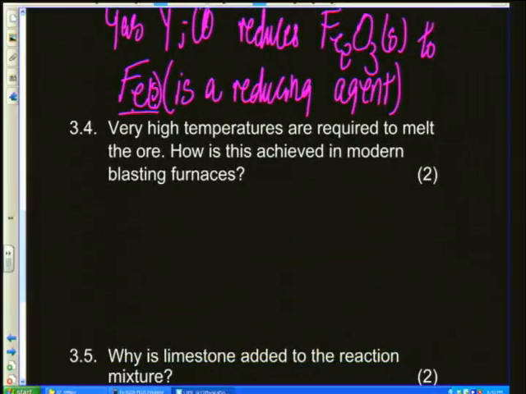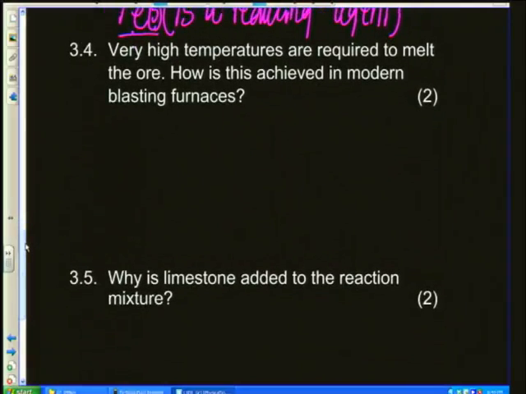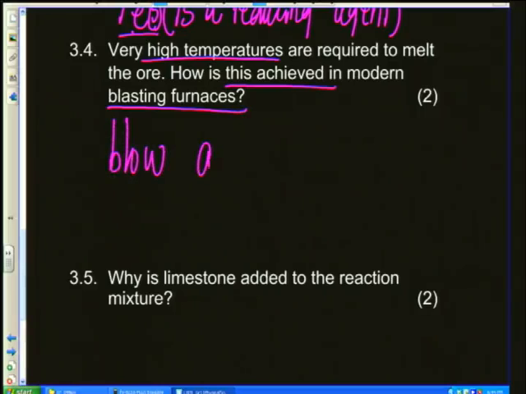The next question says, very high temperatures are required to melt the ore. How is this achieved? We have very high temperatures because obviously we have to melt the iron in there. They ask, how is this achieved in the modern blast furnace? So what we do is that we blow air from, let me just write it clearly, so that at least we can all see.